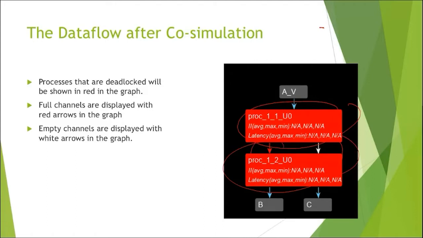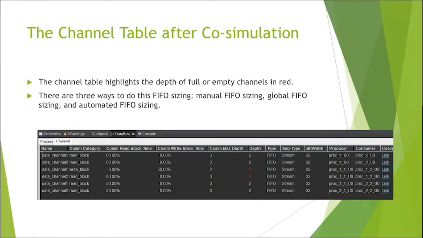The full channel will be highlighted with a red arrow, and the empty channel will be highlighted with a white arrow. Okay, so we can further look into the data, the FIFO table. Those FIFOs which are full or empty here will be highlighted in red. So you can see here it is full, but here this is empty.